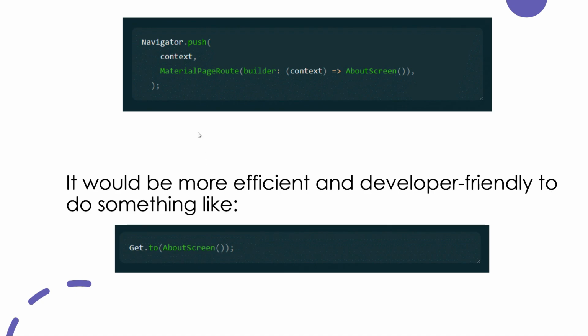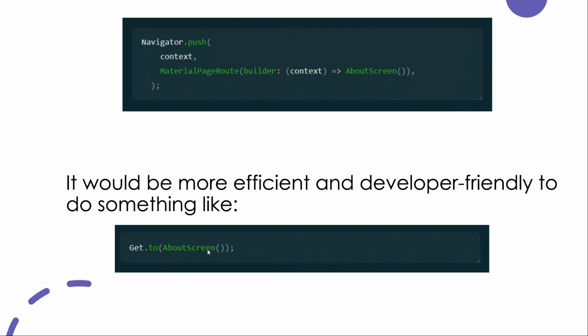In common, or you can say traditional Flutter code, you have to write this piece of code for sending the user from one page to another. That is, in this example, to the about screen. However, in Flutter GetX, you have to write just Get.to and the page name, about screen.